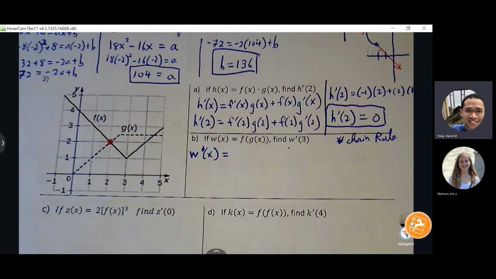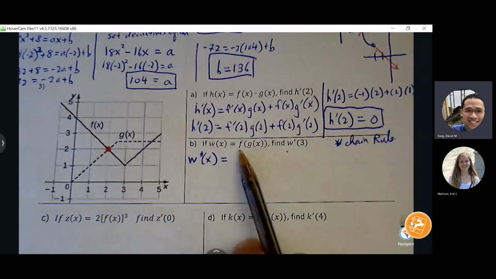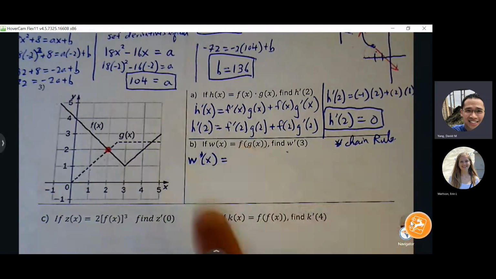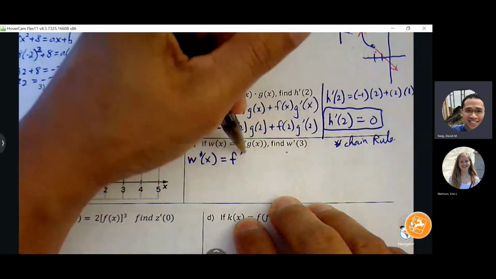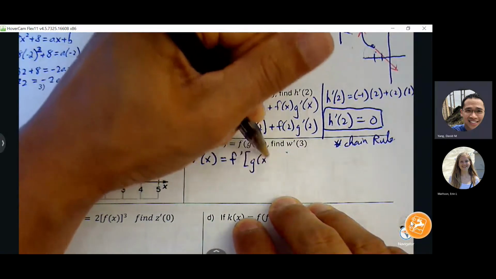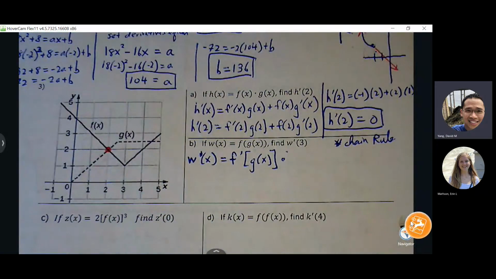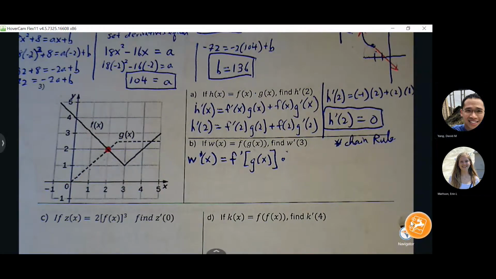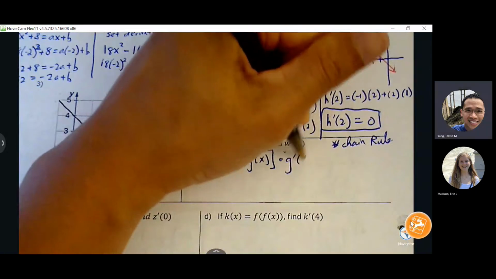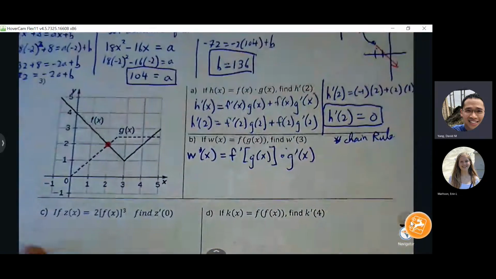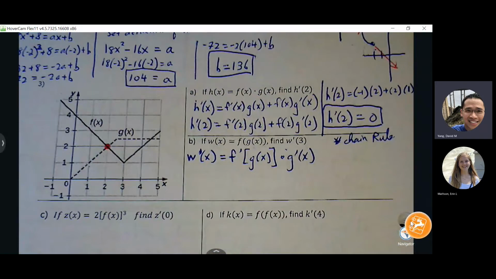Okay, so outside derivative, how do I represent outside derivative? Or what's the outside function? It's the f, right? So I have to say f prime of g of x. Now that I've taken care of my outside portion, I'm moving on to my inside portion. What's the inside function's derivative? g prime. So not only do we have to know how to apply chain rule, we have to be able to spell it out using function notation. Does that make sense?